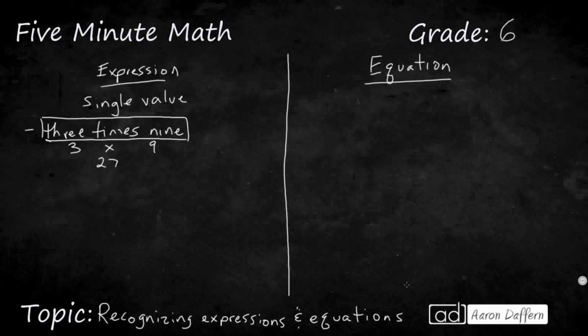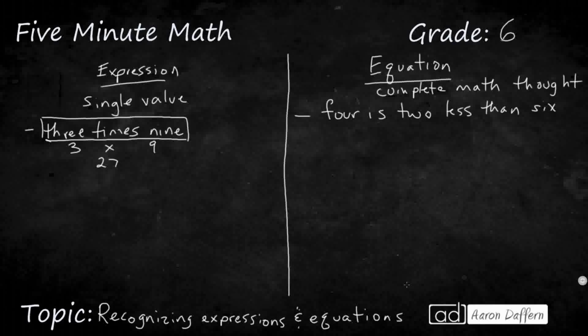So let's look at an example of an equation to see how they're different. We might say 4 is 2 less than 6. This is going to be an equation because instead of a single value, it is a complete mathematical thought. So I'll just write complete math thought. The big thing that you're going to see here is it will have an equal sign. Now, when we're writing it out in words, it's probably going to be hidden by two different words.